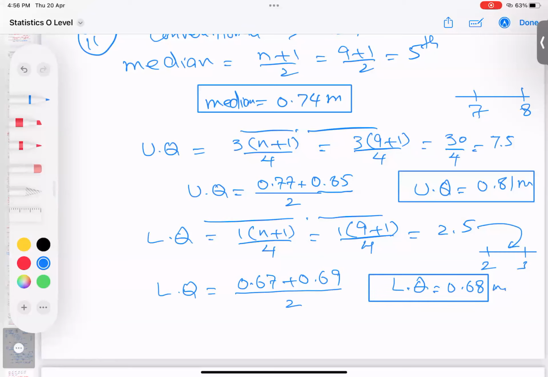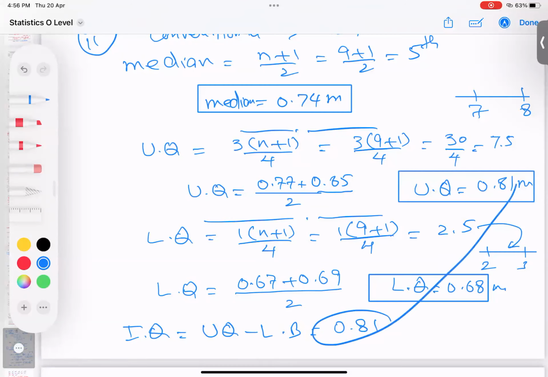Okay, now interquartile. The formula for the IQ range is upper quartile minus lower quartile. For the final answer I will subtract: 0.81 is the upper quartile and 0.68 is the lower quartile. And when I subtract, it is very clear: 0.13 meters is the interquartile range.